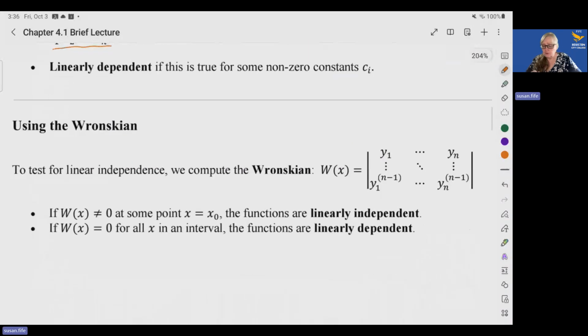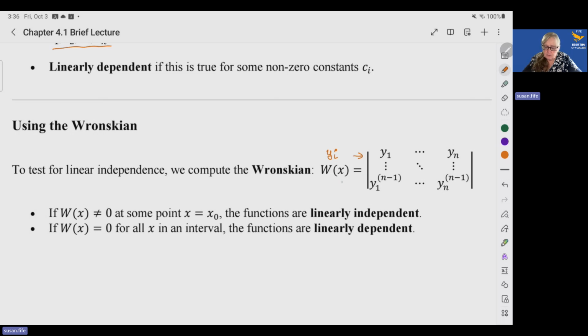So one tool to test for linear dependence is called the Wronskian. The Wronskian is a determinant. It's an n by n determinant. If you have three functions, you're going to have a 3 by 3 determinant, where the first row contains the functions. So those are the y sub i's.